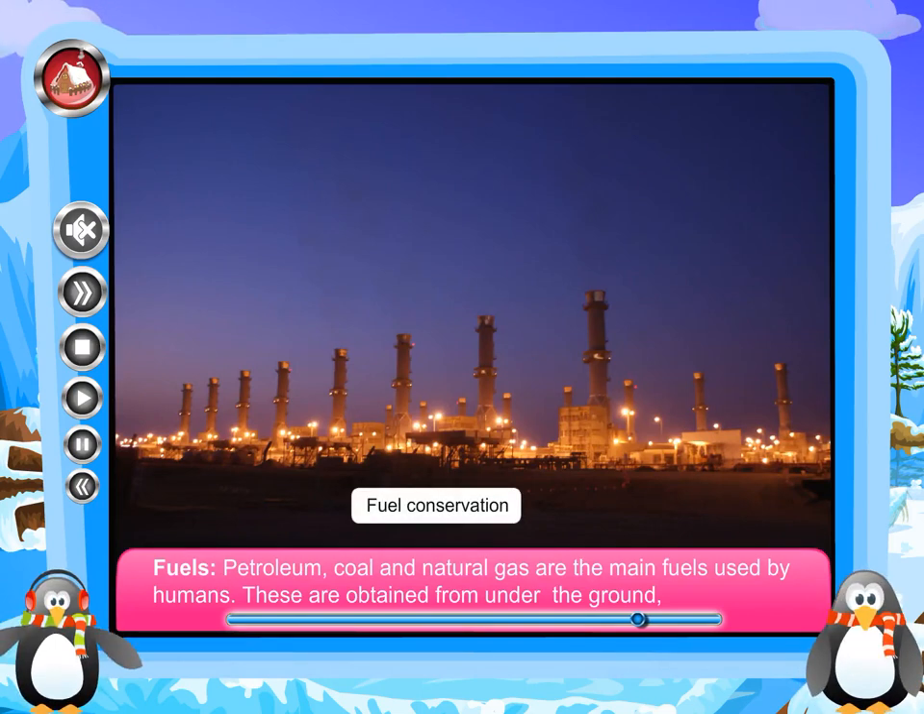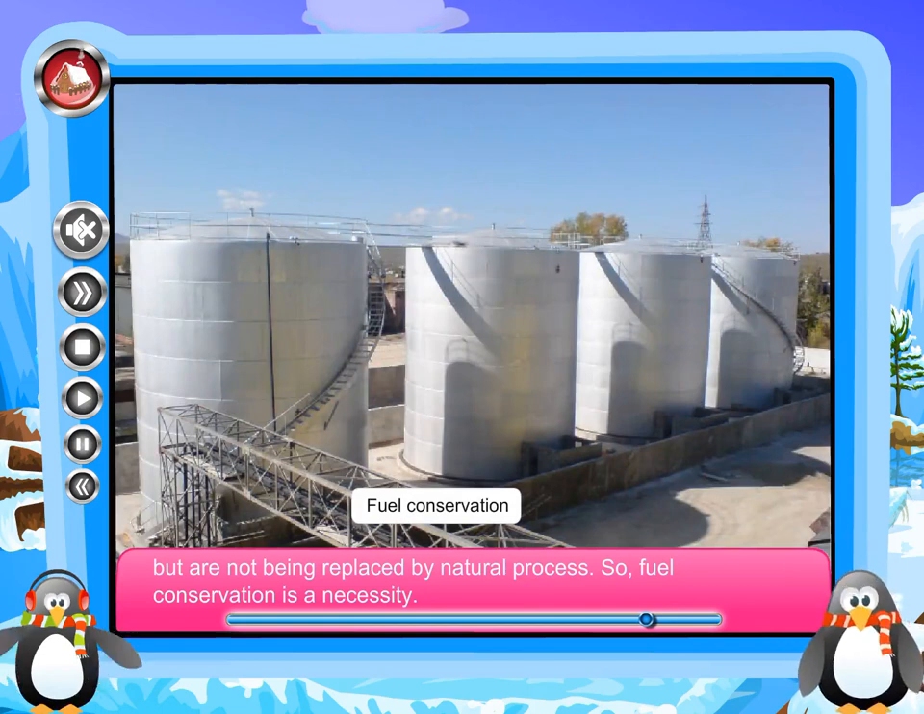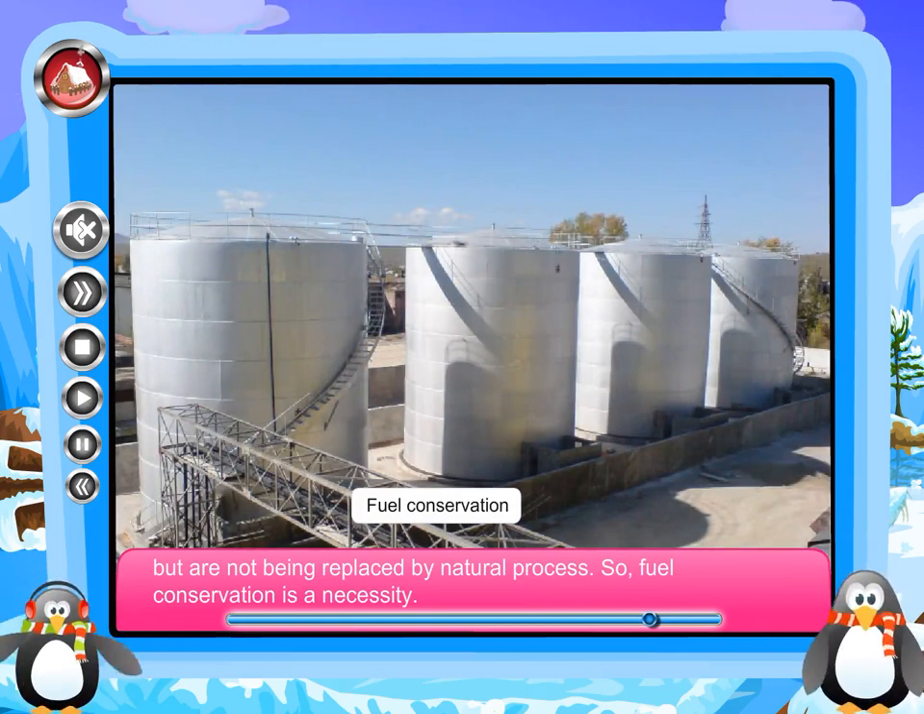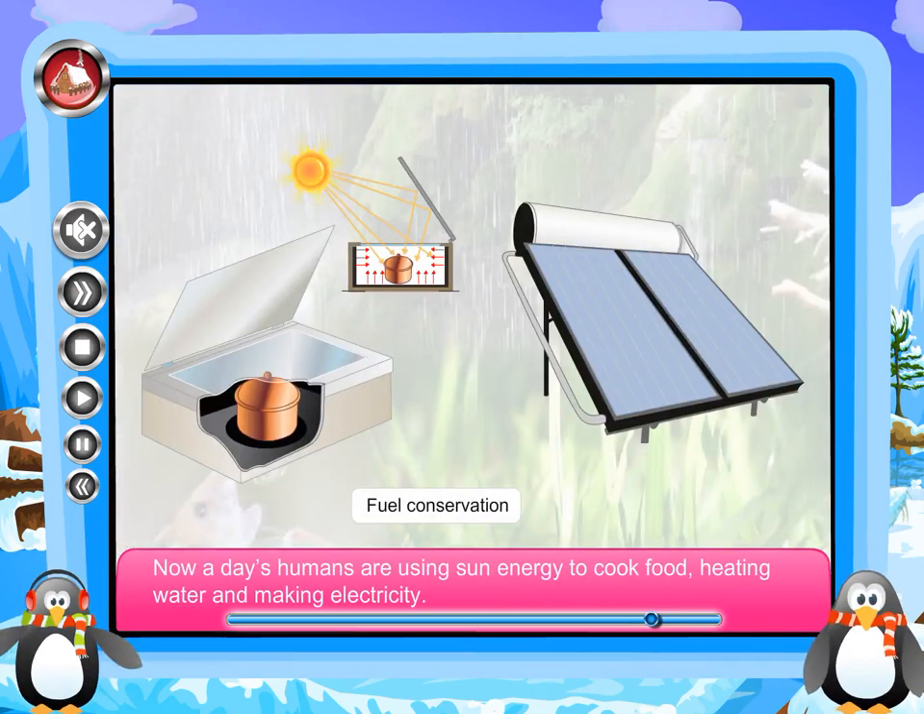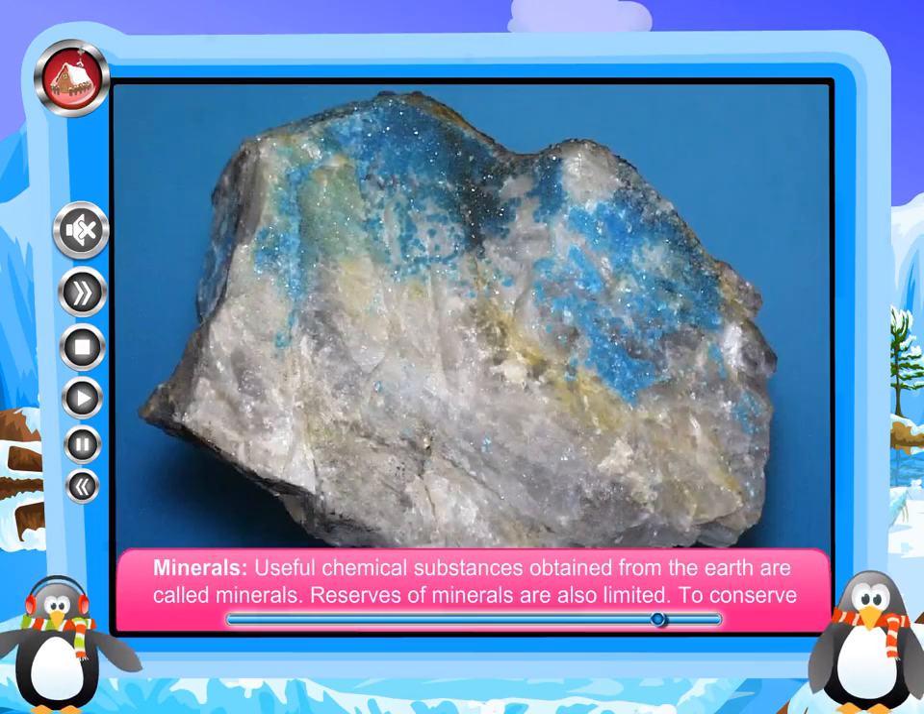Fuels. Petroleum, coal, and natural gas are the main fuels used by humans. These are obtained from under the ground, but are not being replaced by natural process. So, fuel conservation is a necessity. Nowadays, humans are using sun energy to cook food, heat water, and make electricity.